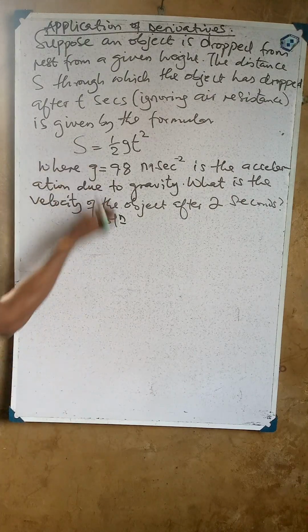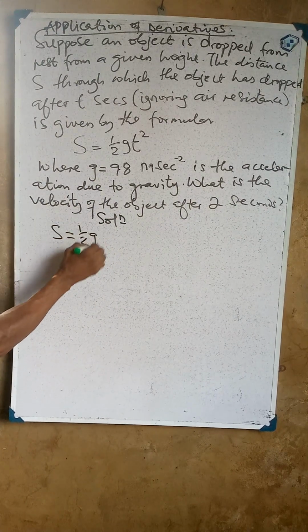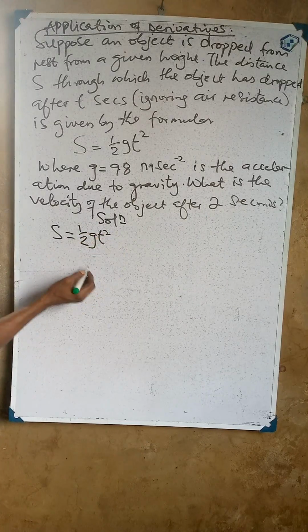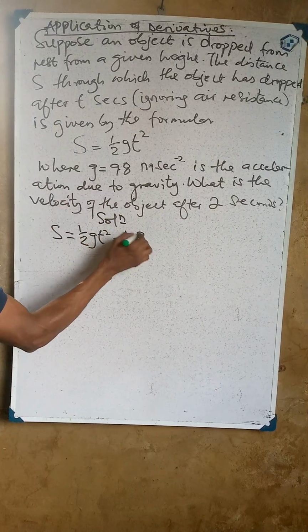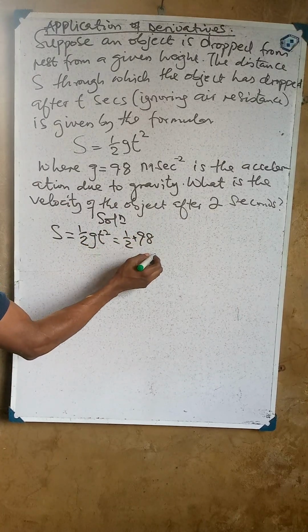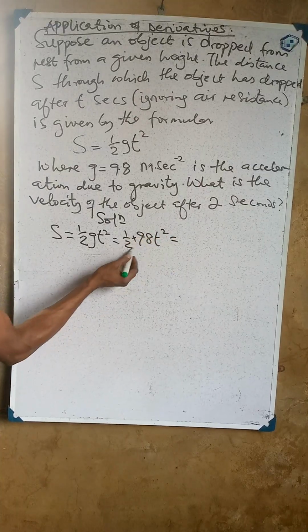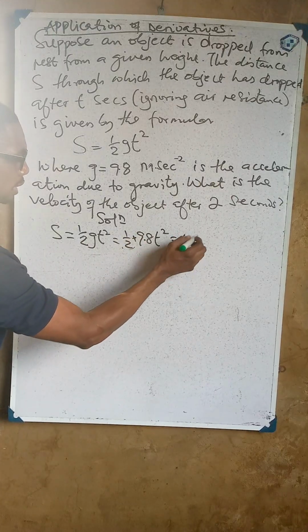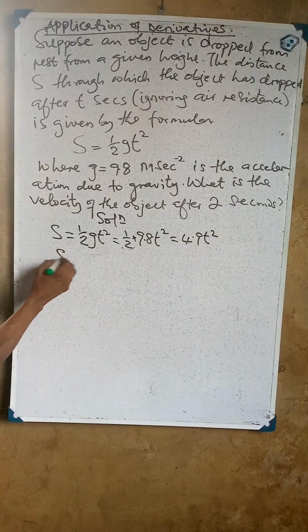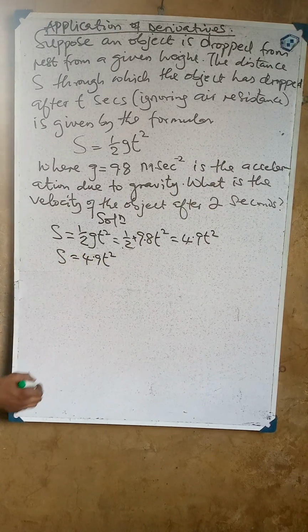All right, let's look at the value for the distance. s equals half g t squared. This is the same thing as half, what's g? g is 9.8. All right, 9.8 t squared. If I divide this by 2, I have 4.9 t squared, meaning that s, my distance, the formula is 4.9 t squared.